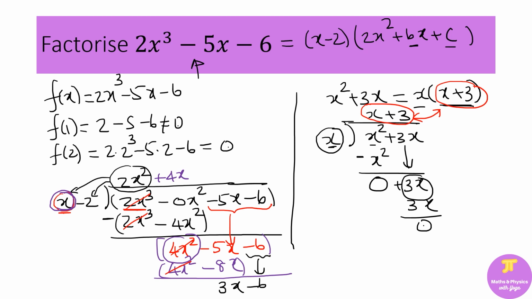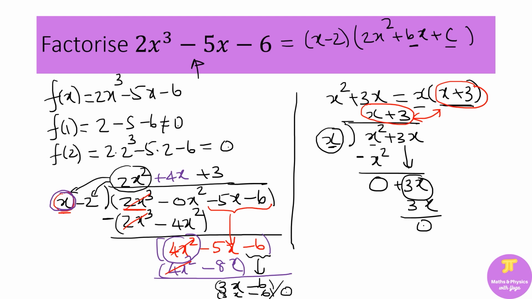Now we focus on x and 3x. How many times does x go into 3x? 3 times, so we put plus 3. Now we multiply out x minus 2 by 3. So 3 times x is 3x, and we write down 3x here. 3 times minus 2 is minus 6, and we write that down here. Then we subtract this from this, and we get 0 as an answer.